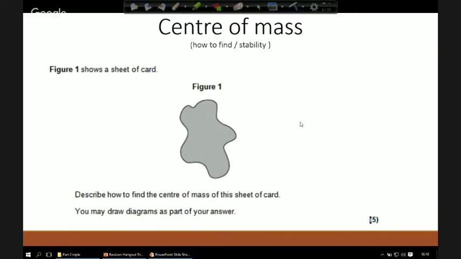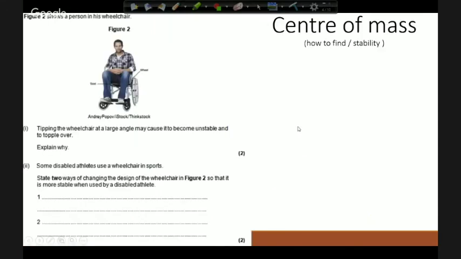Okay, so other questions. The questions will either be about finding the centre of mass or a question like this about how centre of mass affects stability. Here we've got a diagram showing a person in his wheelchair. Tipping the wheelchair at a large angle may cause it to become unstable and to topple over. Explain why. This is for 2 marks. Again, you can pause it at this point and have a go at this question on your own.